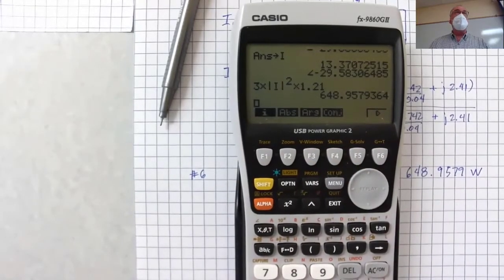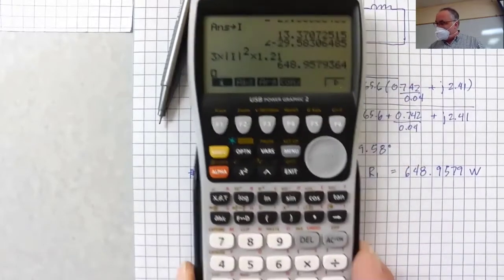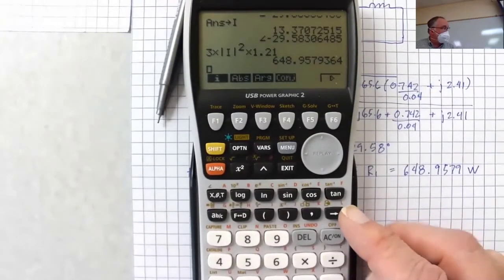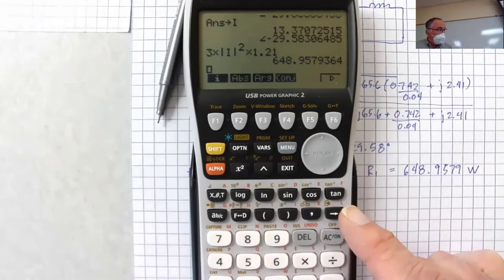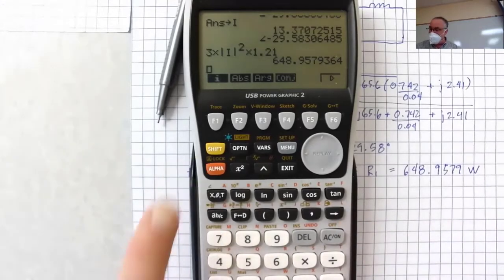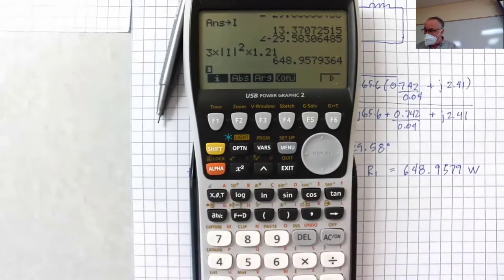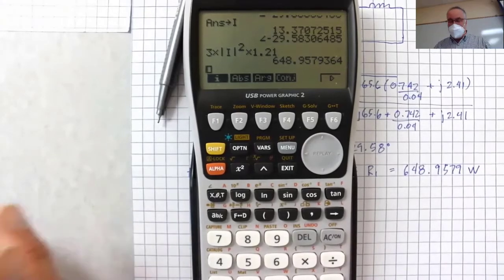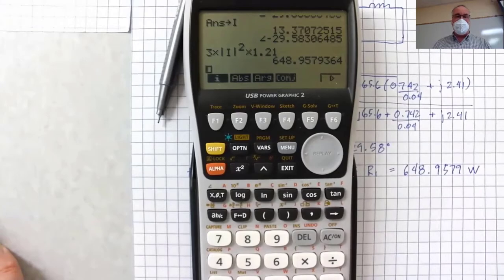Okay, and then can you also show us how to store an answer on this calculator? It's this arrow button right here. And then I use an alpha, and then I have A through Z. So I have 26 places to store things.